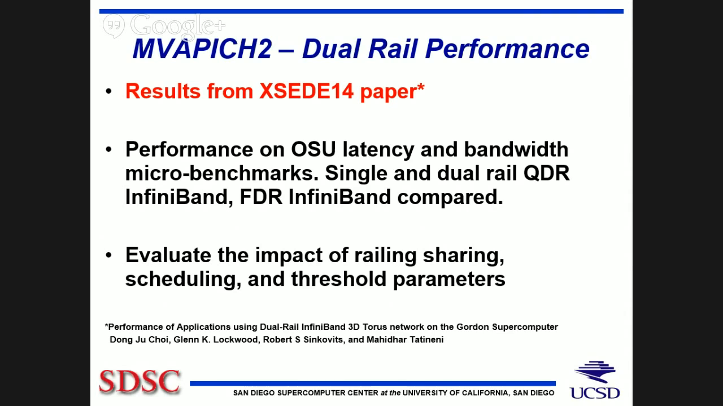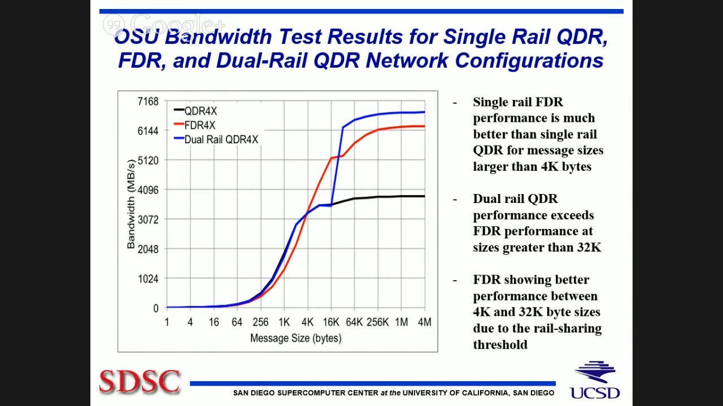So before I jump into the OpenSHMEM and UPC results, I just wanted to go over the MVAPICH2 dual rail performance, and this is from our XSEDE 14 paper. So we looked at actually both microbenchmarks and application performance. For today, I'm going to show you the performance just from the microbenchmarks. So latency, bandwidth, and look at comparisons between single, dual rail, QDR, and FDR. And for FDR, I think the tests were done on Stampede. So we're going to evaluate the impact of rail sharing, scheduling, and threshold parameters, and it's pretty standard stuff for dual rail MVAPICH.